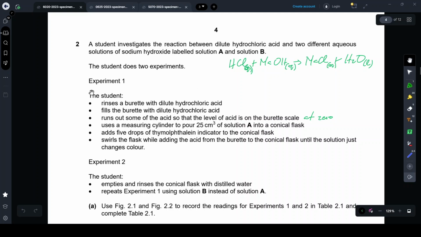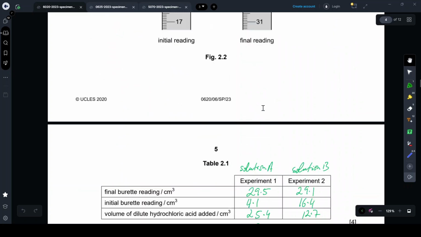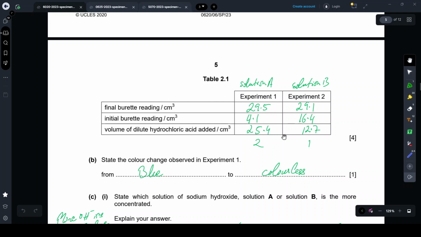IGCSE Chemistry 0620 Paper 6, which is the alternative to practical. And question 2, we had attempted some of it. So this is a titration experiment with two solutions of sodium hydroxide labeled A and B. We've got the equation for the neutralization reaction over here. All the details, the readings were taken, put in over here.